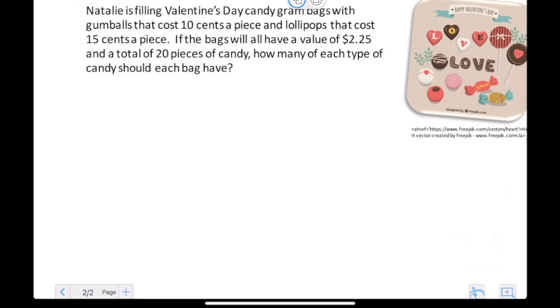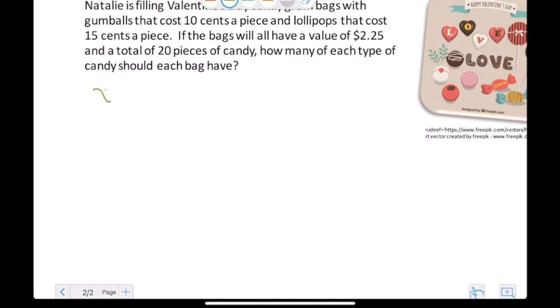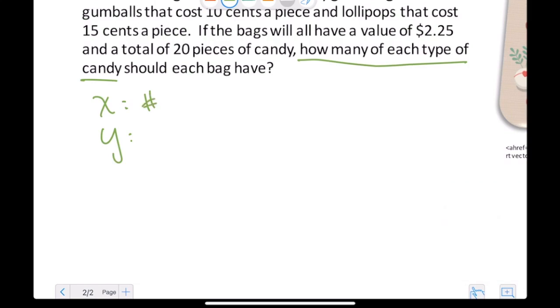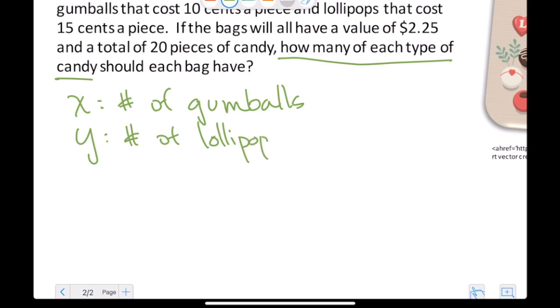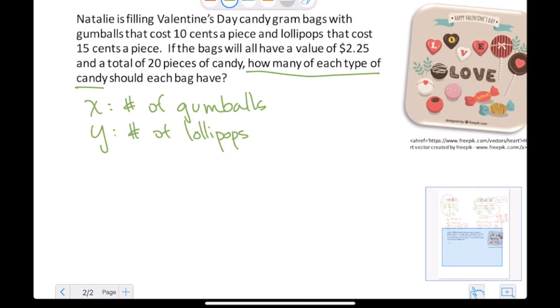Now here's the key. Let's define our variables. Remember, the last sentence of the question a lot of times will tell you a clue to what those variables are. Notice it says how many of each type of candy. Well, there's our variables. One of them is the number of gumballs, and one is the number of lollipops. Here's the key too. If you have two unknown variables, then you need to have two equations. So if at any point you have two unknown variables and you're having to solve, then you need to try to find two different equations to help you solve.